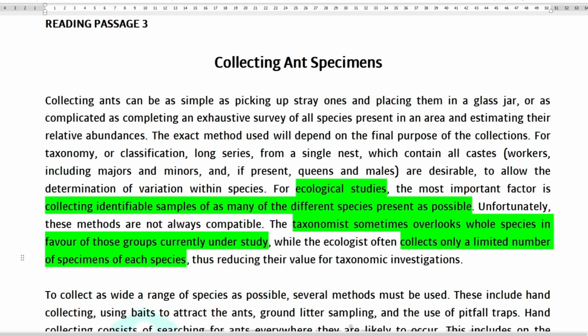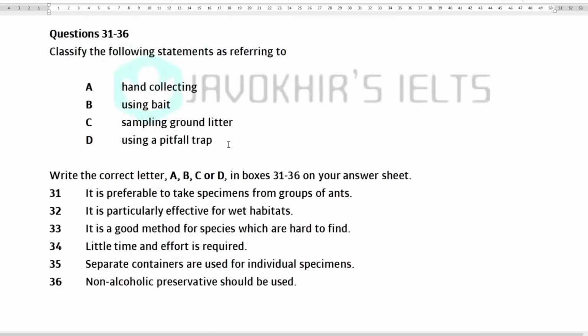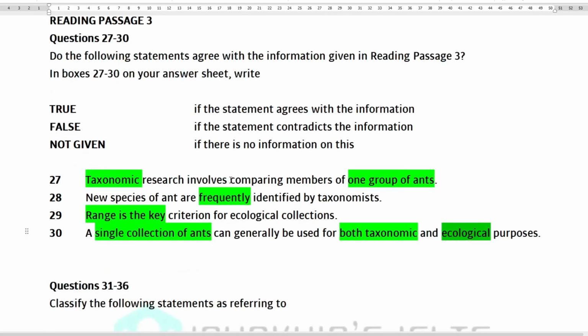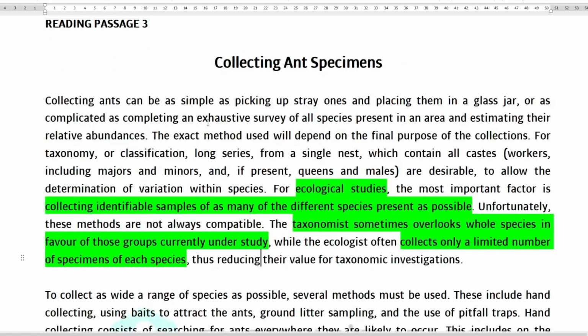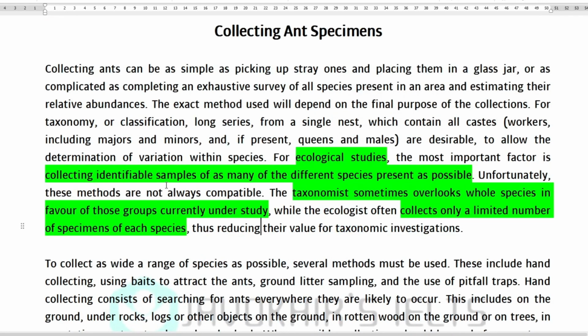So the question we had for true, false, not given: taxonomic research involves comparing members of groups of ants. All right, so what do we have here? The exact method will depend, I guess. The taxonomist sometimes overlooks whole species in favor of others. Okay.